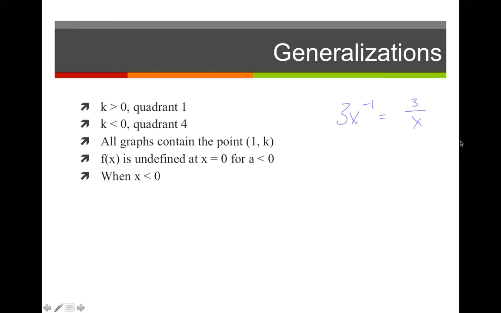When x is less than 0, f of x can be undefined for my fractional exponents with an even number in the denominator. So things like x to the 3/2 or x to the 1/4 or x to the 1/6. You're trying to find even roots, like x to the 1/2. That's the square root of x, and I can't find that when x is less than 0 because that makes it negative under the radical.